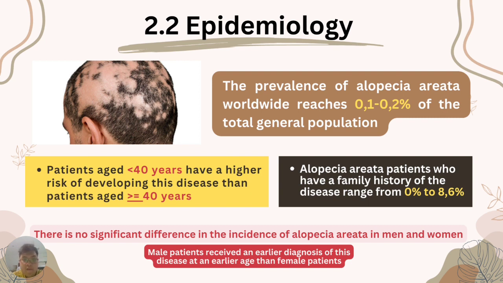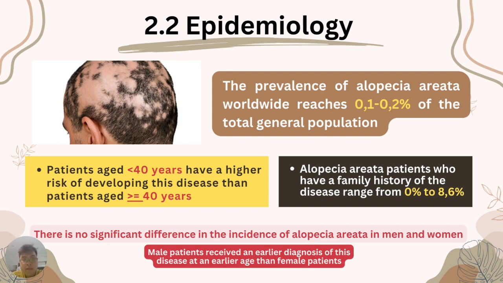Alopecia areata patients who have a family history of the disease range from a prevalence of 0% to 8.6%. Based on population studies, there is no significant difference in the incidence of alopecia areata in men and women. Male patients received a diagnosis at an earlier age than female patients.